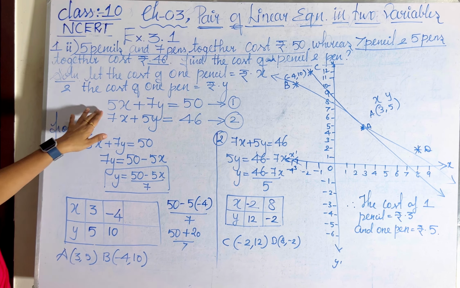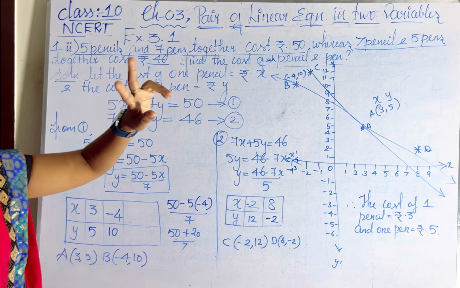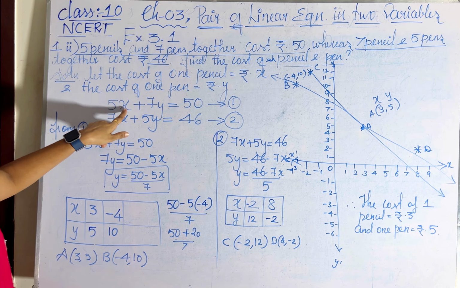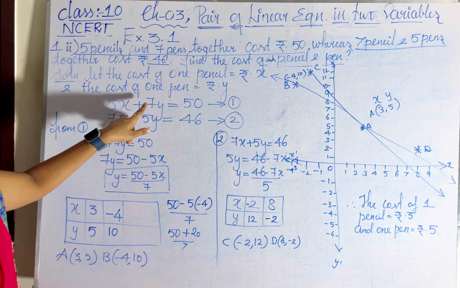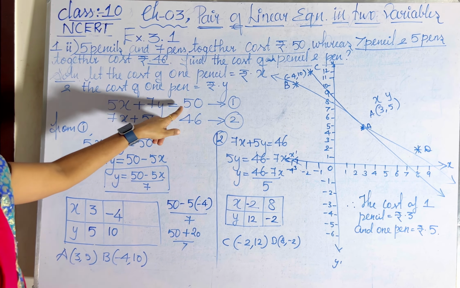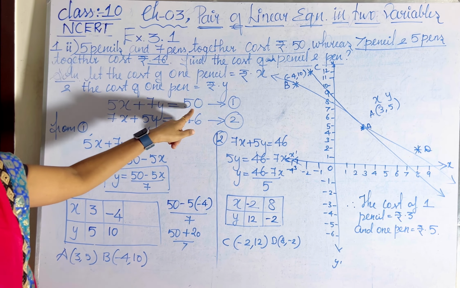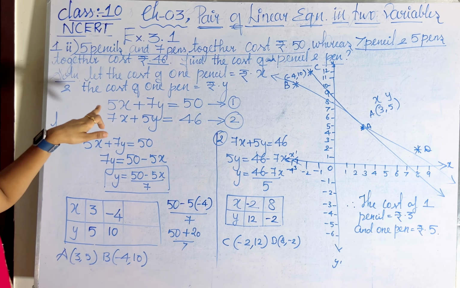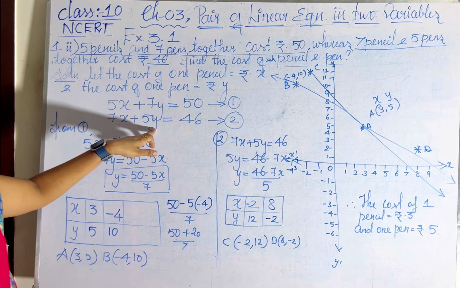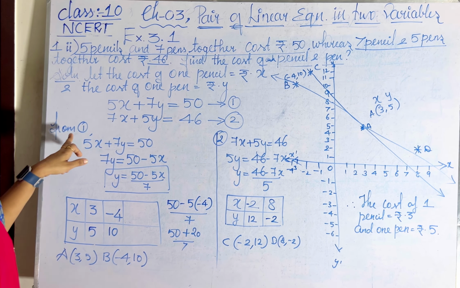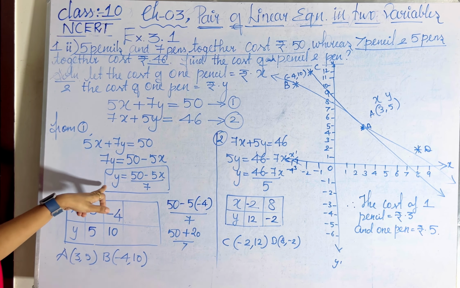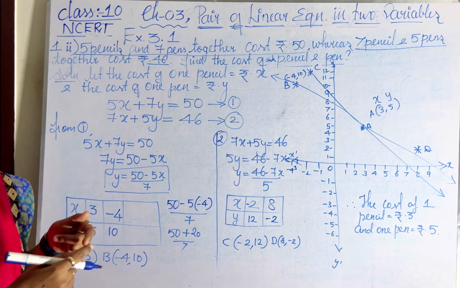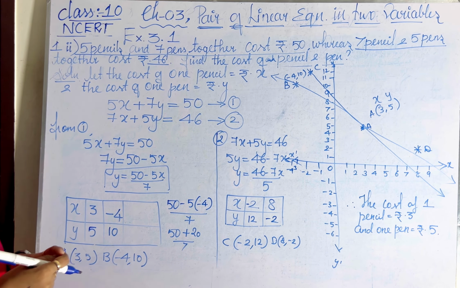So using the cost and the number of pencils and pens, we need to frame an equation. So we have 5 pencils here. So 5 into the cost x, 5x plus 7 pens into the cost y, the total amount you have to give to the shopkeeper is 50. So 5x plus 7y equal to 50, and the second equation 7x plus 5y equal to 46 rupees. Now by taking the first equation, you can write in terms of either x or y, and we have to give different values of x so that we can find out the different values of y.